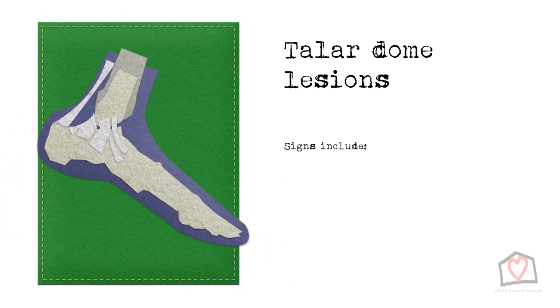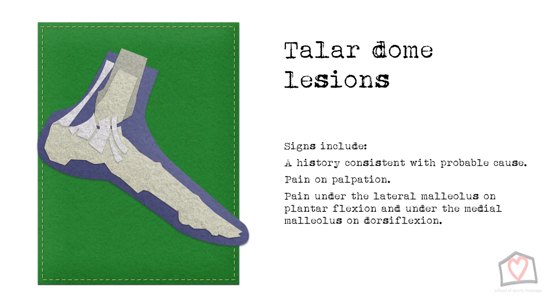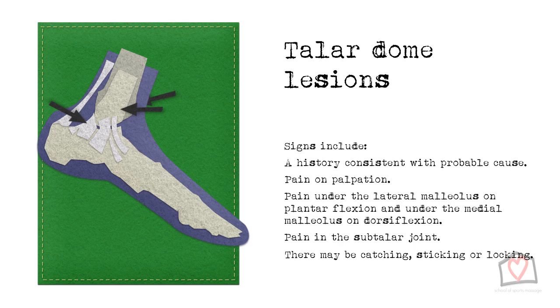Signs and symptoms for this condition will be a history consistent with probable cause, pain on palpation, pain under the lateral malleolus on plantar flexion, or under the medial malleolus on dorsiflexion, depending if the injury site is consistent with one or other side. There will be pain in the subtalar joint on these movements. Sense that the ankle joint is catching or sticking, or on occasion it might sometimes lock. Weight bearing will increase the pain and the swelling.